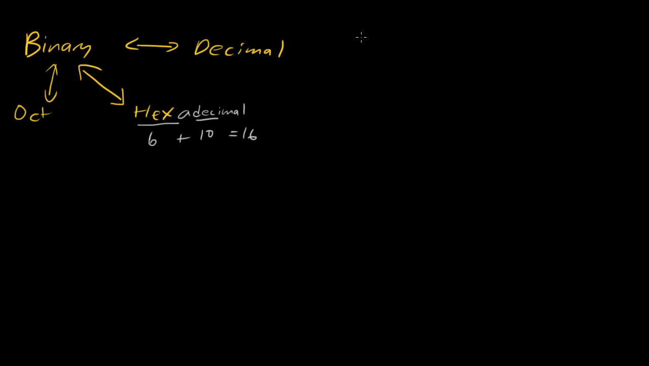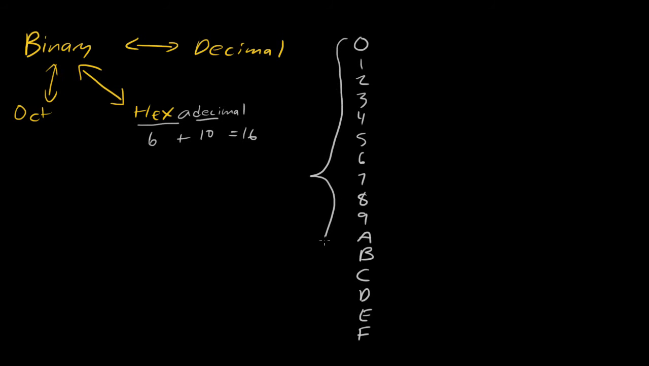Okay. So in hexadecimal, we have 0, 1, 2, 3, 4, 5, 6, 7, 8, 9, 10. Oh, sorry, not 10. Instead of 10, we're going to say A. So this is where it gets to hex: A, B, C, D, E, and finally F. Okay, so these are 16 possibilities in hexadecimal.